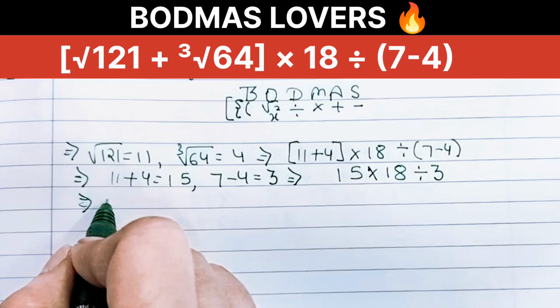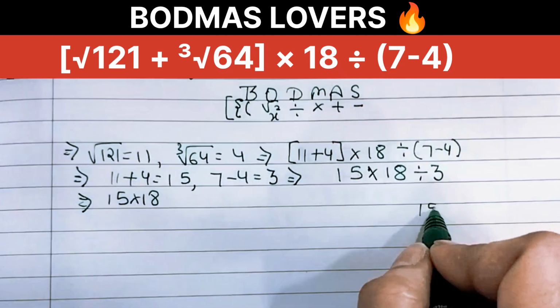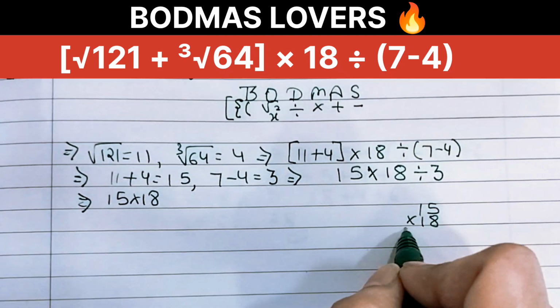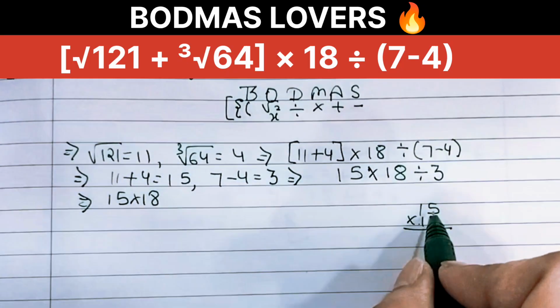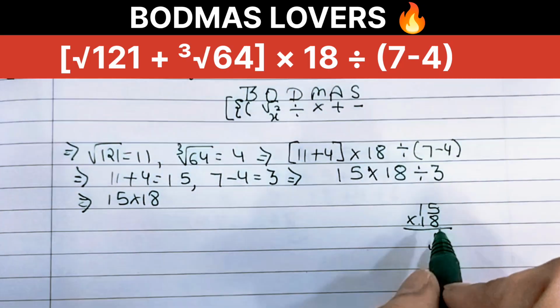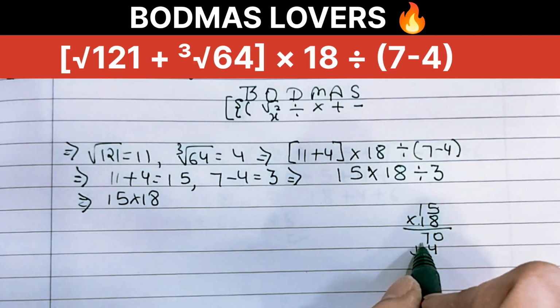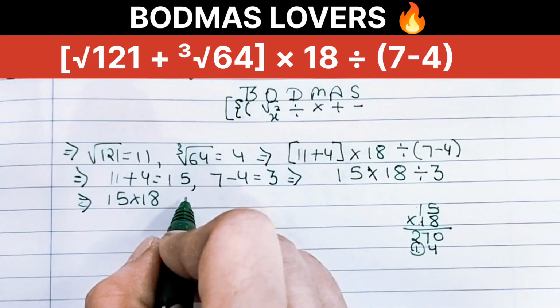Now solve 15 multiplied by 18. Here you can use the crisscross Vedic math trick. You can take any two-digit by two-digit numbers. So 8 fives are 40, 4 should be carried over. 1 into 5, 5. 1 into 8, 8 plus 5, 13. 13 plus 4, that is 17. 1 should be carried over. 1 into 1 plus 1, 2. So 270 is the right answer.